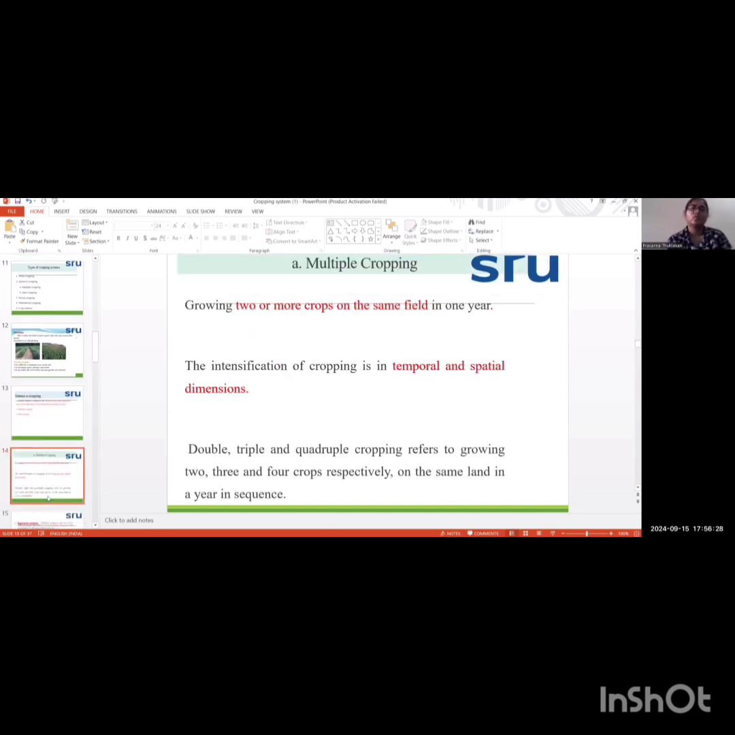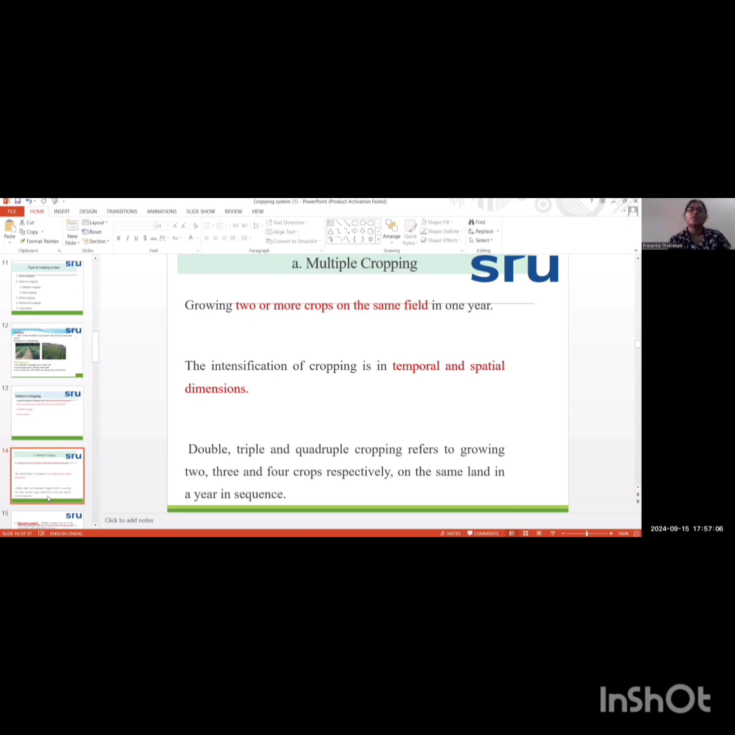So first we are going to learn about multiple cropping. Growing two or more crops in the same field is called multiple cropping. In multiple cropping, we grow different types of crops on the same land in the same year. There will be no particular row format in multiple cropping. The intensification of cropping is in temporal and spatial dimensions. So intensification mainly depends on temporal, that is time dependent, and spatial, that is in space.